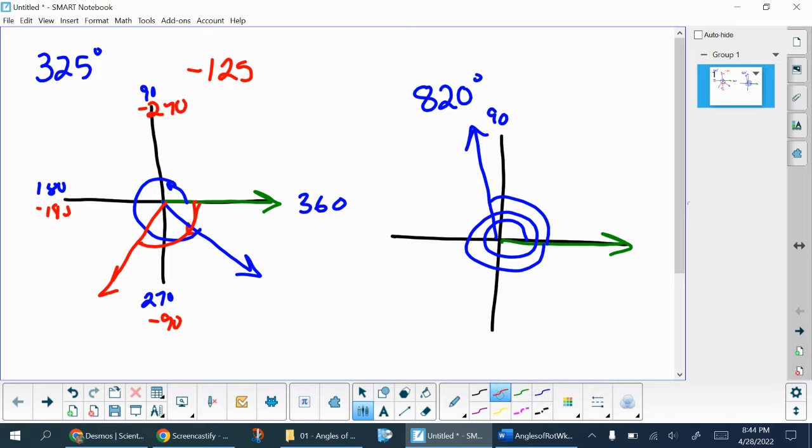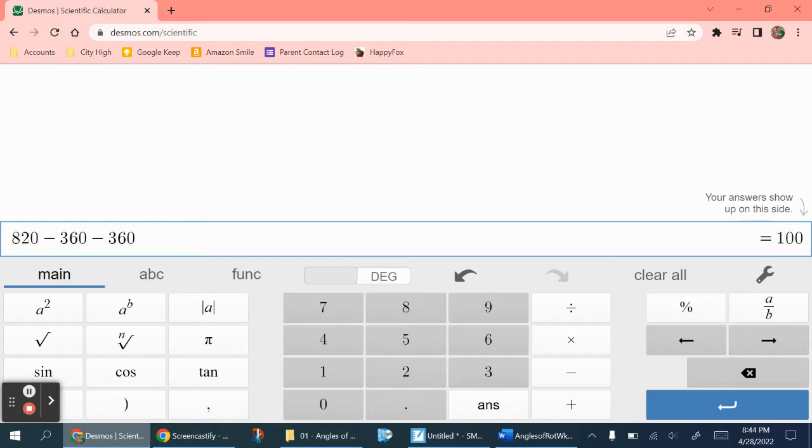If I saw something negative, it's kind of the same idea. If I had negative 610, for example, I'd go to my calculator, negative 610, and I'd just start adding 360. Okay, negative 250. That's within my 360 degree range. So I know I'm going 1 full revolution and then 250 degrees more.